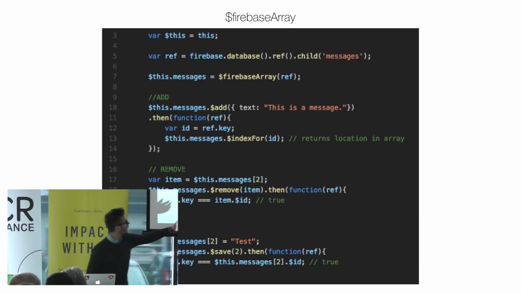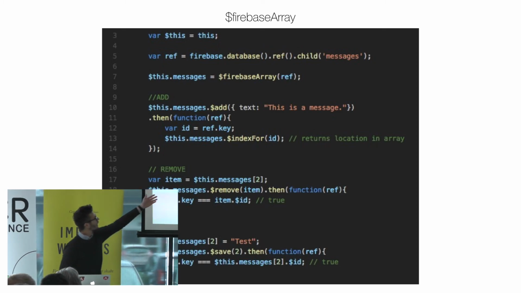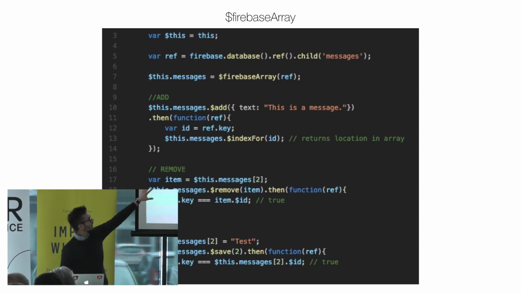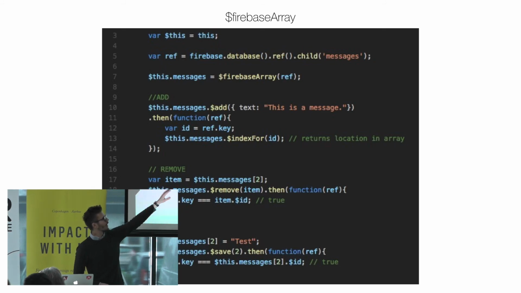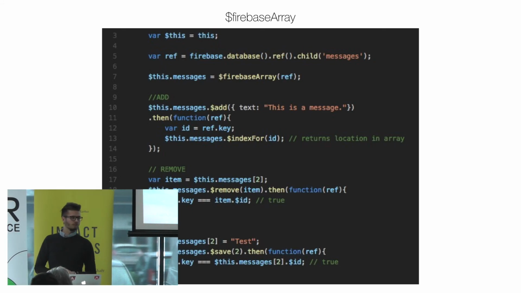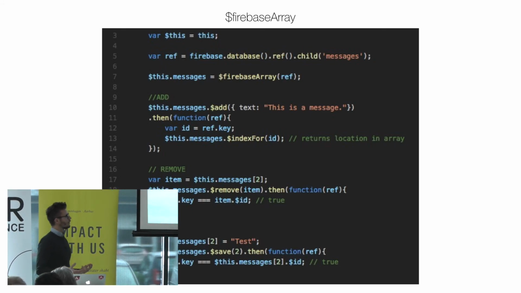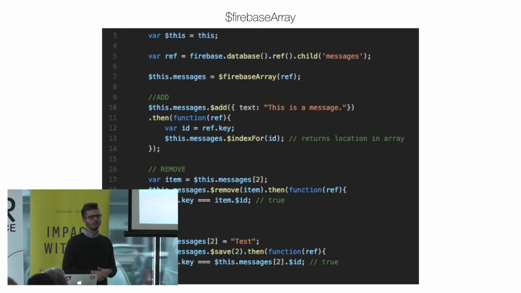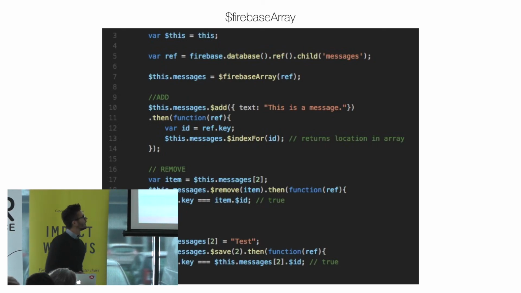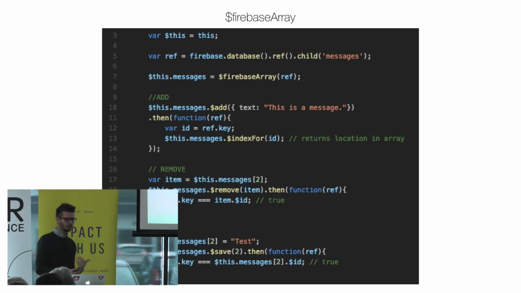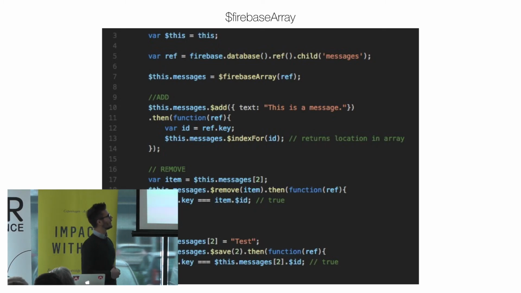So in this example, we have a reference to the messages node, and we use the Firebase array and input the reference as an argument. And what it returns is a synchronized array of that node. So what can we do here? We can do some other things that we couldn't do with the object.